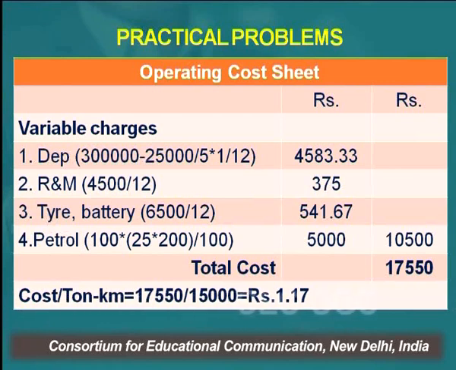Repair and maintenance 4,500 divided by 12 gives the monthly repair and maintenance, 375. Tires, battery 6,500 divided by 12 is 541.67. Petrol 100 into 25 into 200 divided by 100, because we need how many kilometers it travels in a month: 200 kilometers a day, 25 days, so 25 into 200. The petrol cost comes to 5,000 rupees in a month. That adds up to 10,500. So the total cost is 17,750, which includes the fixed cost as well as the variable cost.